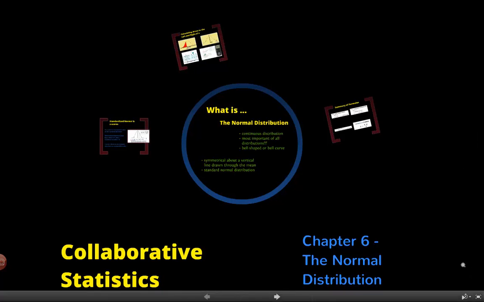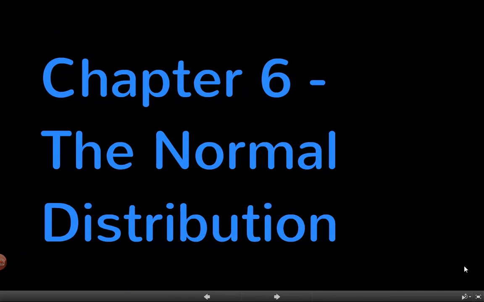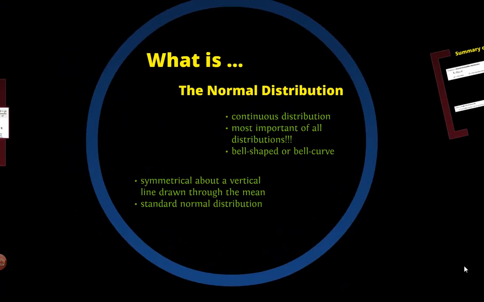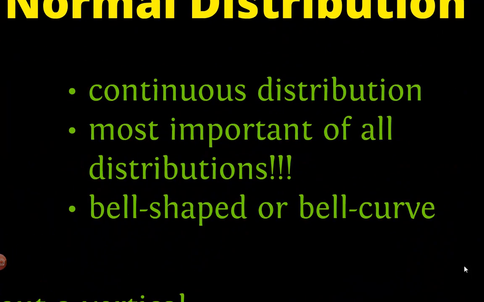Okay, so welcome to Collaborative Statistics. This is Chapter 6, the normal distribution. And so the normal distribution, what is it? It's a continuous distribution. It is the thing that we're going to focus on for the next 4 chapters. So it's very, very important to statistics.